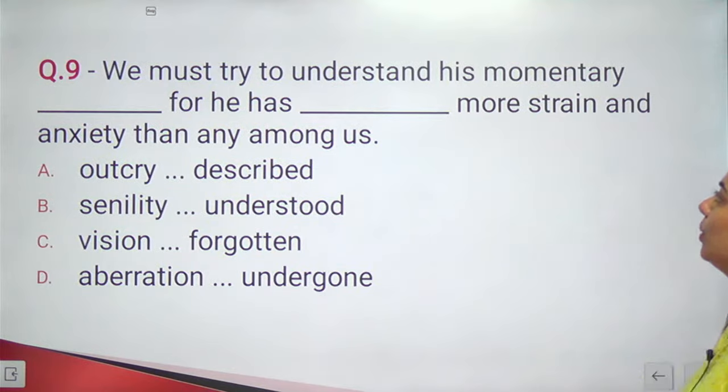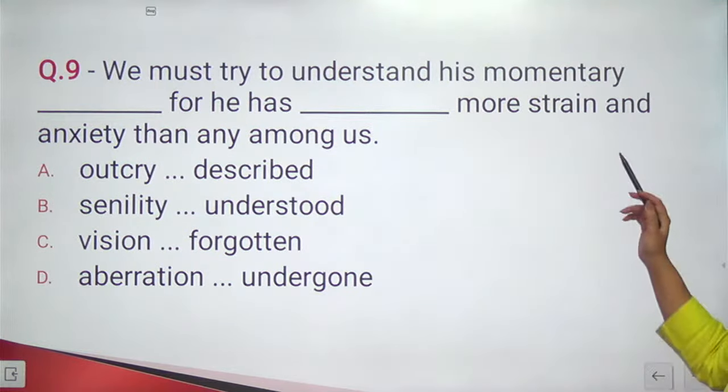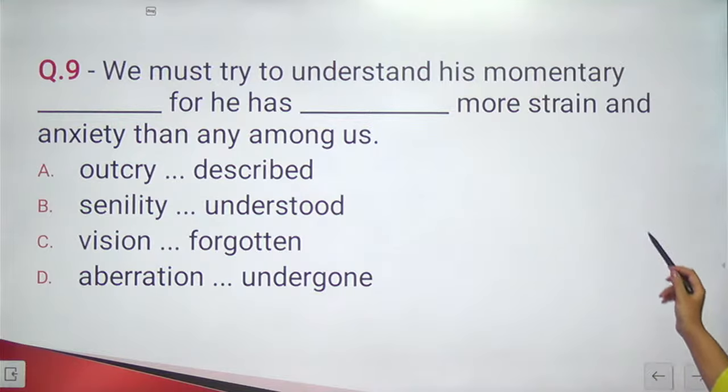We must try to understand his momentary dash, for he has dash more strain and anxiety than any among us.